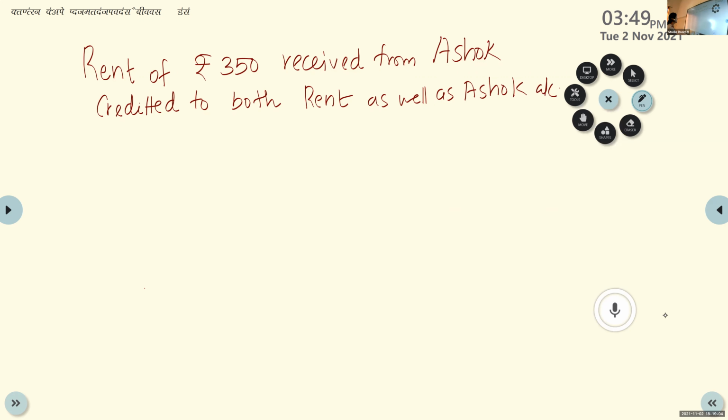So rent of rupees 350 received from Ashok. That is the first part. Credited to both rent as well as Ashok account. So credit is given to two accounts, rent account as well as Ashok account. So what is the correct entry? Rent of rupees 350 received from Ashok. So rent is received. What is the entry? Correct entry.